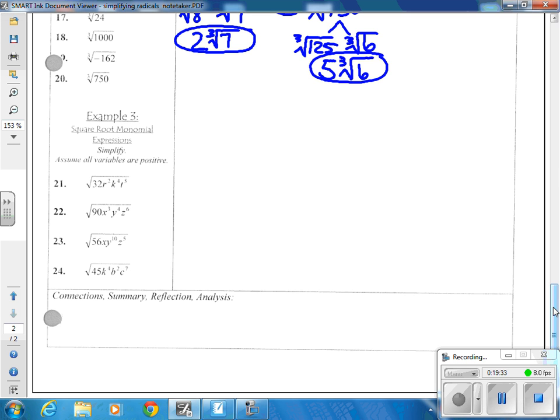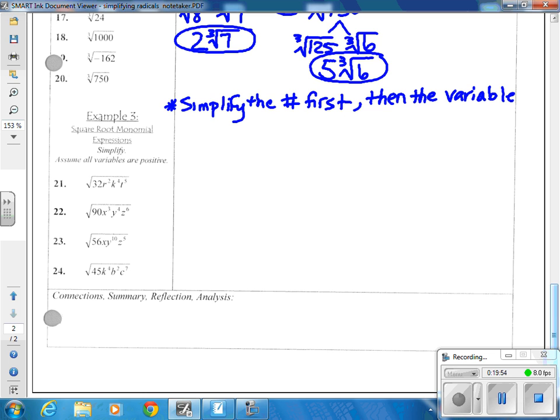All right, so the first pointer I want to give to you is that you need to simplify the number first. Each one will have a number, a coefficient, in it. So you need to simplify the number first, then the variables. Don't ever do it the other way around, because you've got to break that number down. Your variables you're not really breaking down, you're just thinking about them differently. So you're going to do that first, and then the other thing you need to remember when it comes to the variables is for each group of x squared, you can take out an x.